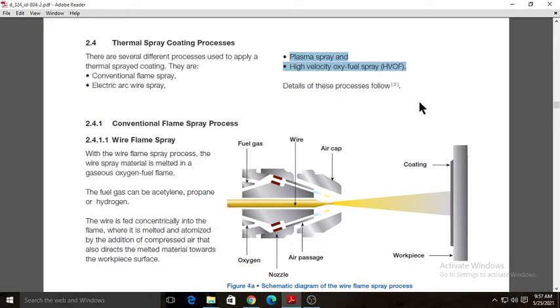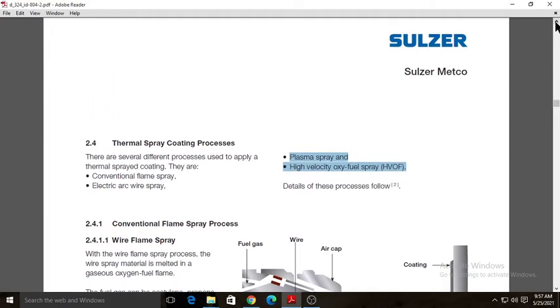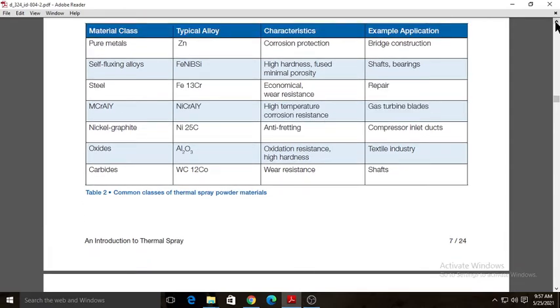Again, listen to me, the characteristics which I showed you here in the table. If we mention them in theoretical form, you can say that the thermal spray coating can be applied over a wide range of materials such as metals, ceramics as well as plastics.